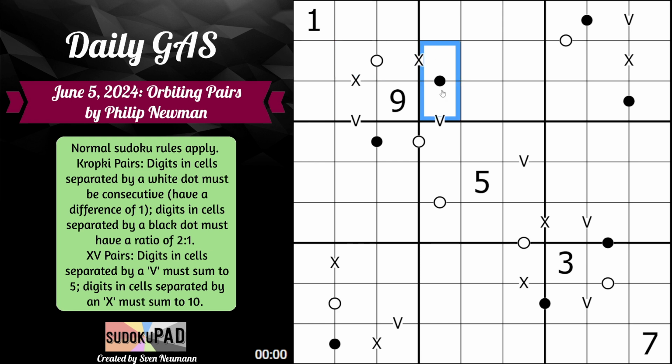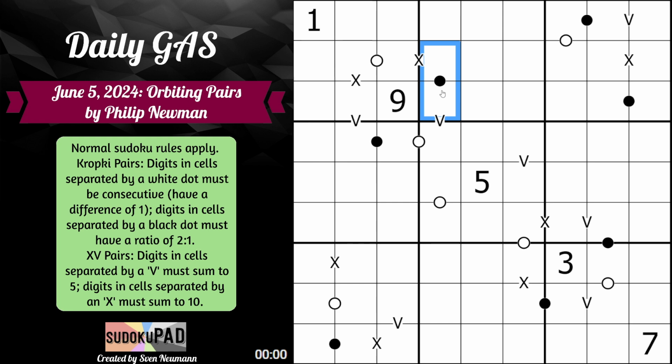For our black dot, those are a 1 to 2 ratio. What that means is just that one value is twice that of the other. So 1, 2, 2, 4, 4, 8, or 3, 6, where 5, 7, 9 will never appear on a black dot because 5, 7, 9, when multiplied or divided by 2, do not yield normal Sudoku digits.